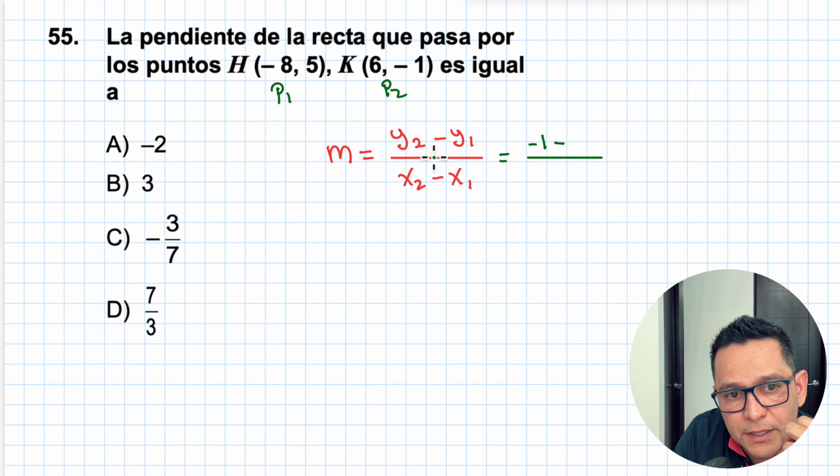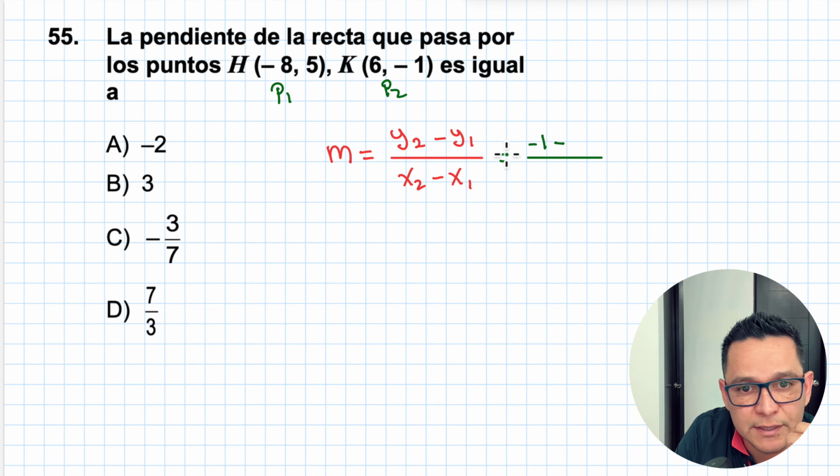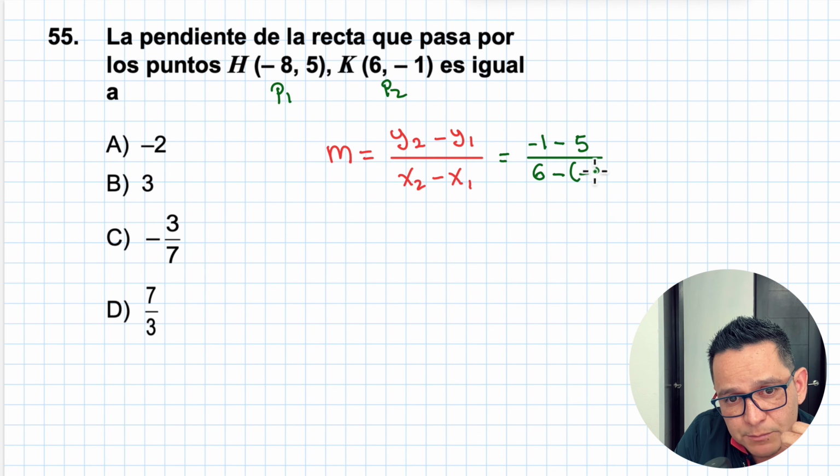We put it in the formula. Minus y1, which is 5, over x2, which is 6, minus x1, which is minus 8. Here I'm going to open a parenthesis to separate the two negative signs. All right, let's do the math.